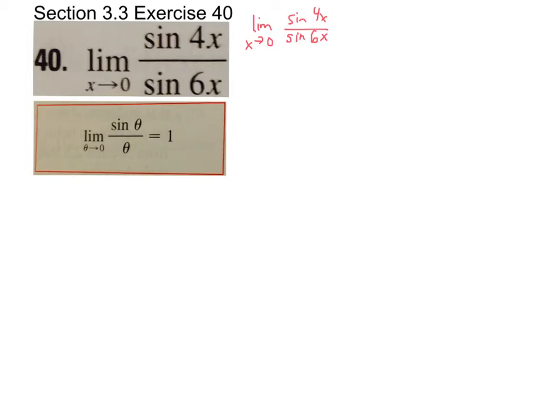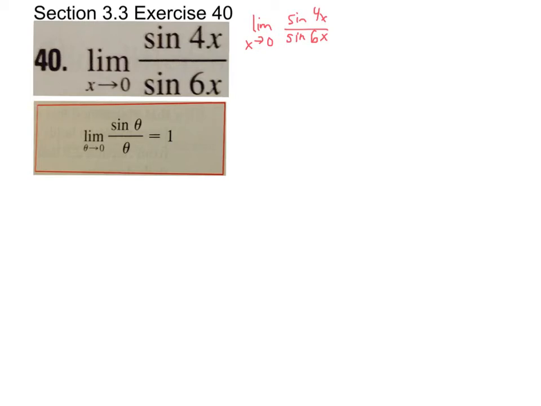In this video we will discuss textbook section 3.3, exercise number 40, which reads: the limit as x approaches 0 of the sine of 4x over the sine of 6x. We'll be using the fact that if we have the sine of theta over theta, and we take the limit as theta goes to 0, we get a 1.